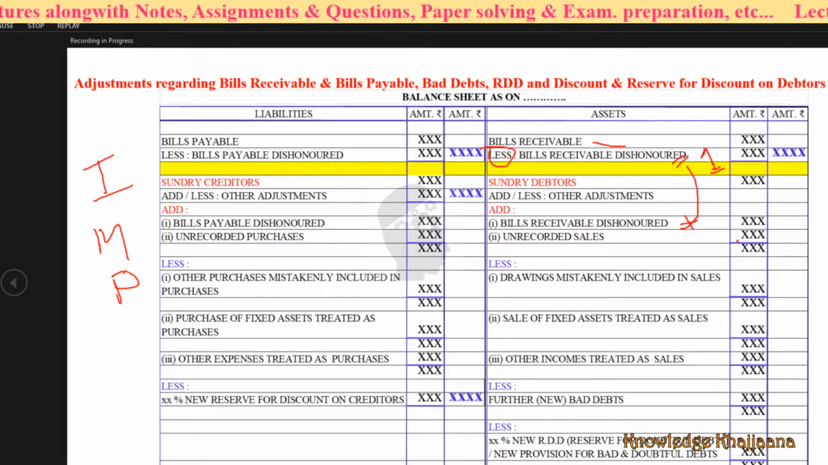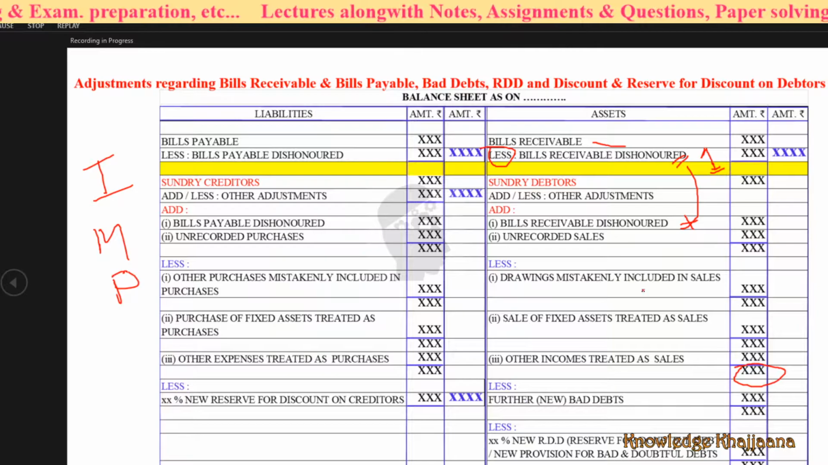Okay, unrecorded sales. Then what is deducted? Drawings mistakenly included in sales. If any drawings are done by the partner, and if those were included in the sales, then you have to deduct that much amount. Fixed assets are sold and those are mistakenly included in sales, that also you have to deduct. If any other incomes are treated as sales, then that also you have to deduct from here. So you will get this final amount, that is called other adjustments.